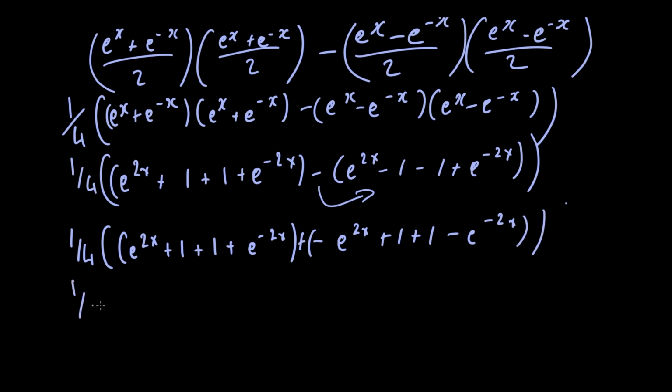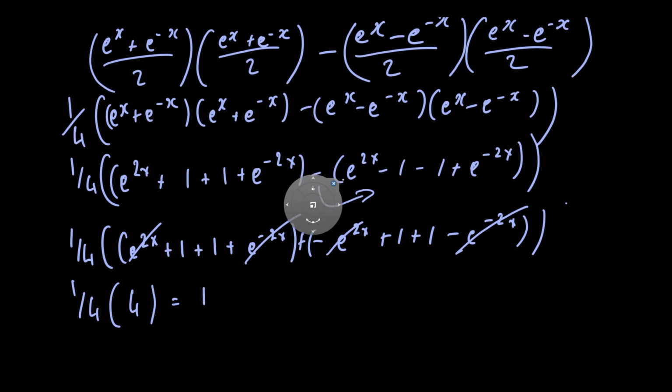Now we're just going to go ahead and simplify everything in the brackets. We have an e raised to 2x here and a minus e raised to 2x here, so that's just 0. We have e raised to minus 2x here and a minus e raised to minus 2x here, that's just 0 again. We have 1 plus 1 plus 1 plus 1, which is just 4. 1 over 4 multiplied by 4 is just 1.